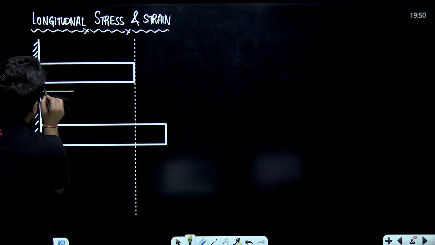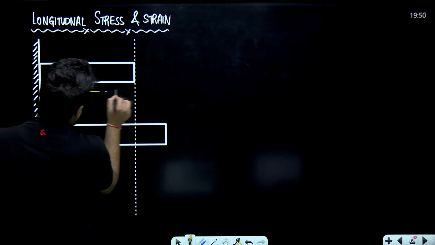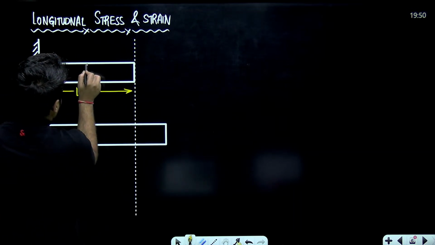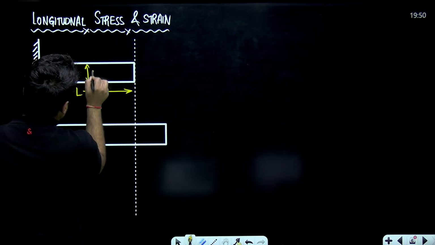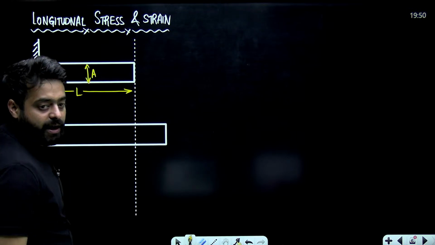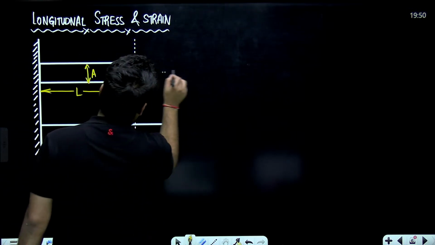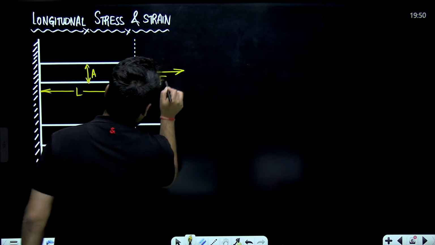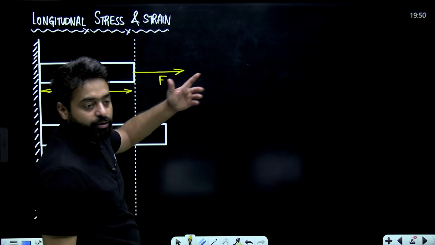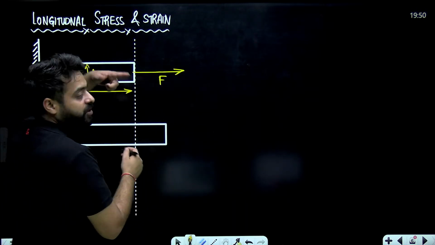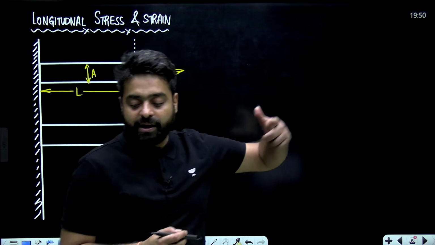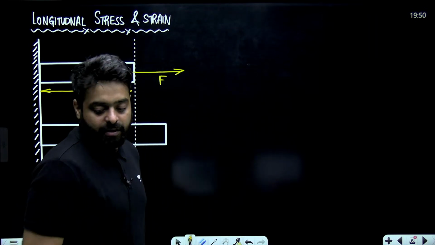This body's dimensions are: L is the original length, and A is its cross sectional area. You apply a force along its length, along the direction of length, or you can say perpendicular to the area of cross section.